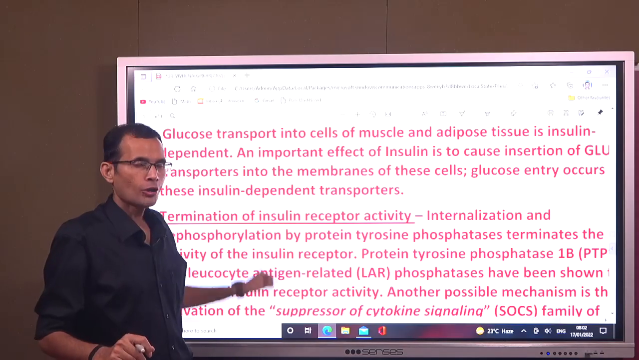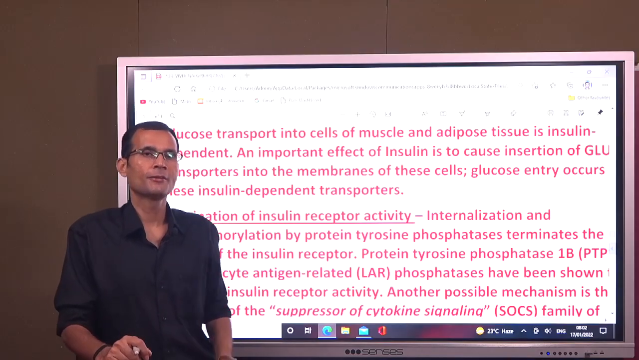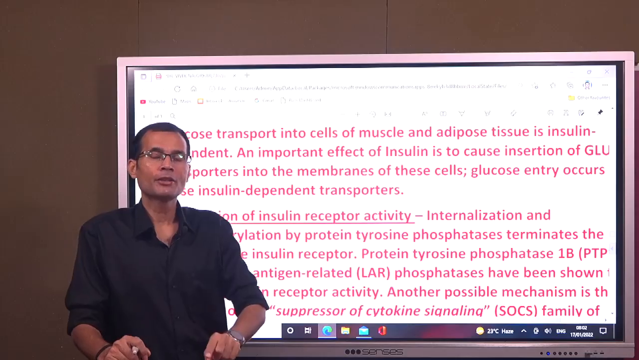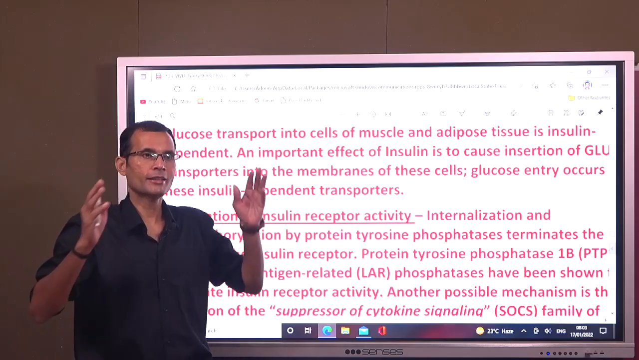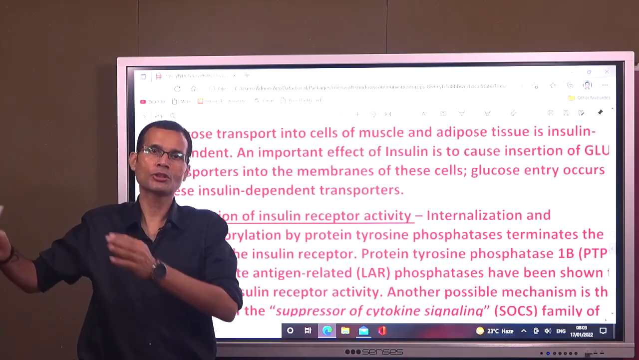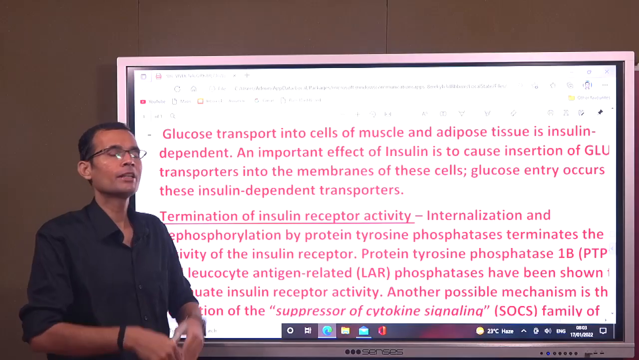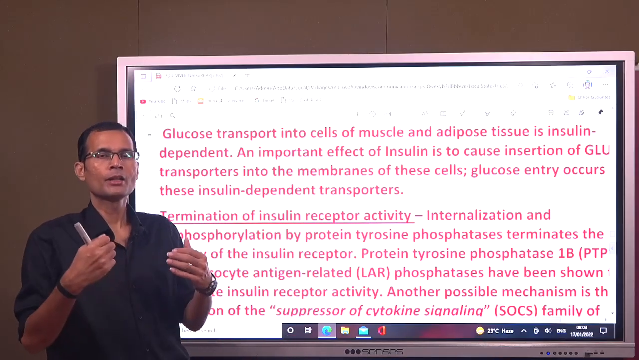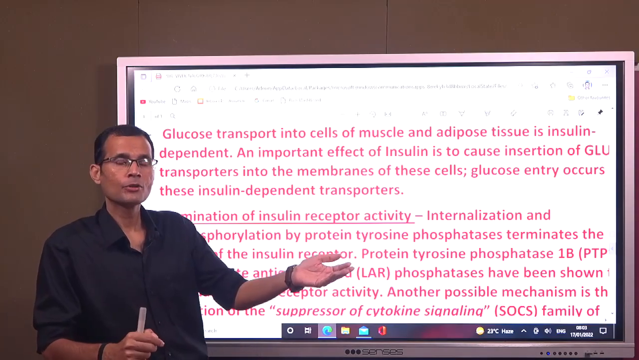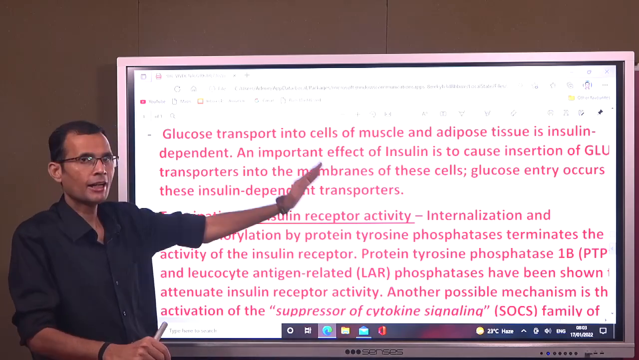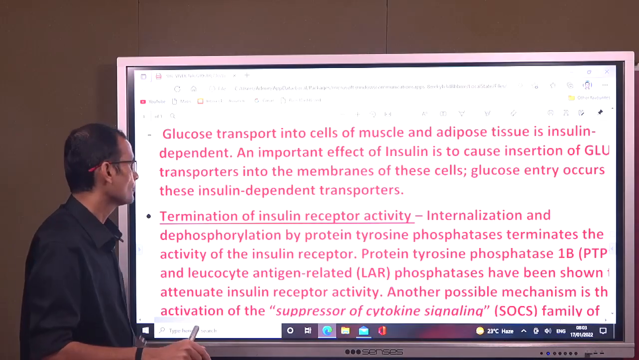Insulin causes glucose entry into the muscle and the fat cells by causing upregulation of GLUT4. So please remember, GLUT4 is the insulin dependent glucose transporter. That's the action of insulin. It upregulates the GLUT4 synthesis, and thereby it translocates the GLUT4 in the membrane of the target cells in the muscle and adipose tissue, and that is how glucose will enter the muscle and the adipose tissue.